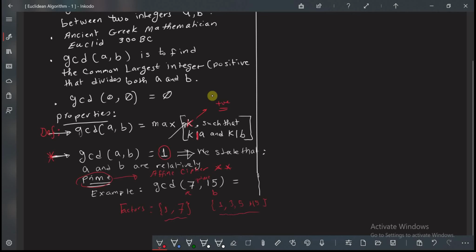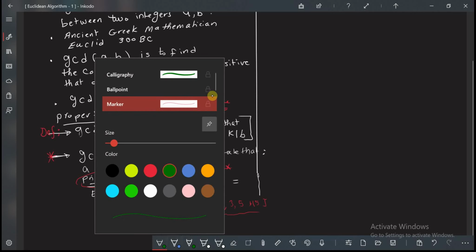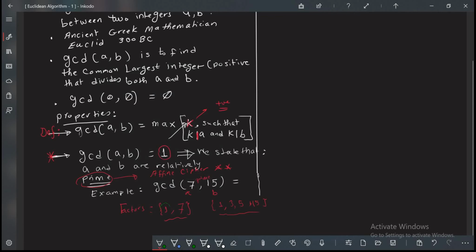If you are looking for the GCD between these, and let me change the color here to green, when you look at the largest common one, it is 1. There's nothing in common here except the 1. In this case, we can say that 7 and 15 are going to be relatively prime. Again, I'm going to demonstrate the application of that in a later video. But when 1 is the only factor common between them, and it is the largest one, we can say that 7 and 15 are considered to be relatively prime.